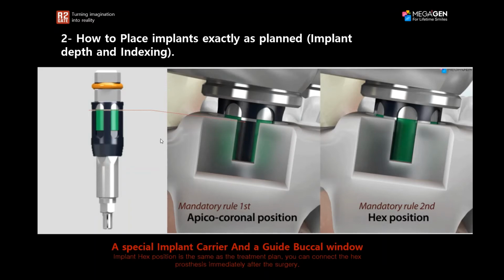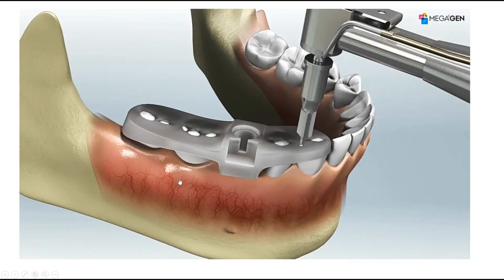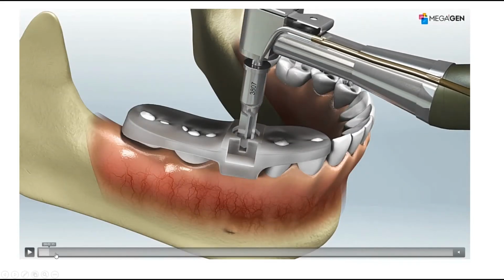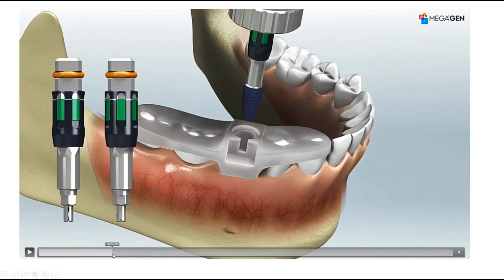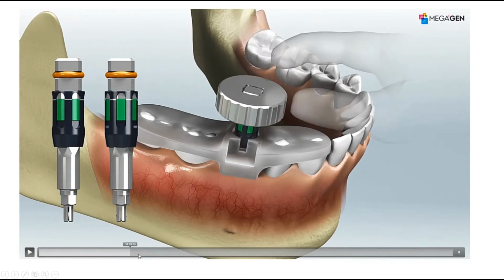On the other hand, if the green markings in the carrier show through the built-in window in the surgical guide, it means that this is also the flat side of the hex. So right now, with R2GATE, I can place the implant to the correct depth that I planned for, and also with the correct hex position as well. In this video, we're going to be using our surgical guide for drilling. So right now, I'm drilling directly through my surgical guide. And now when it comes to the implant placement, I'm placing my implant through the surgical guide.